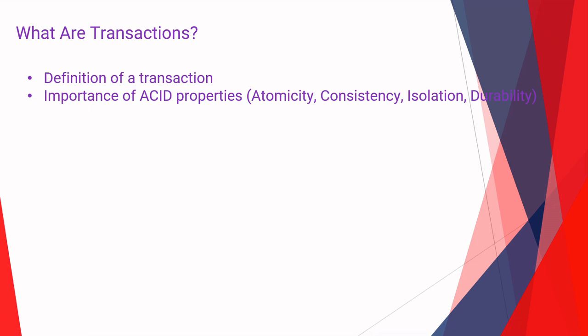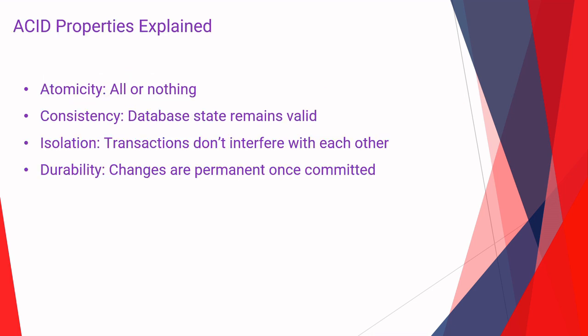Transactions are crucial for maintaining the integrity of your database through ACID properties. Let us break down the ACID properties. Atomicity ensures that all operations in a transaction are completed successfully or none at all. Consistency guarantees that the database transitions from one valid state to another. Isolation prevents transactions from affecting each other, while durability ensures that once a transaction is committed, it remains permanent.